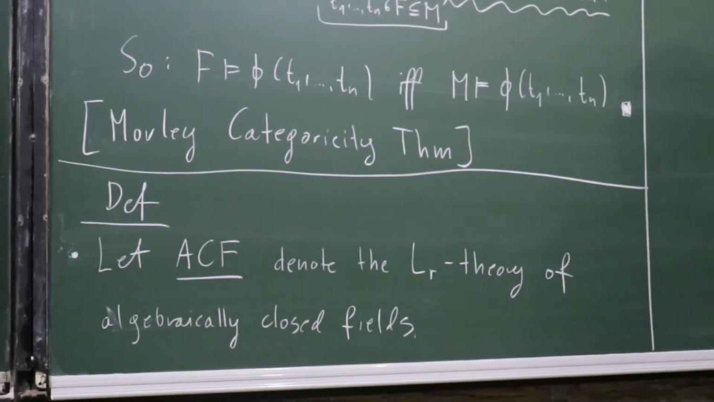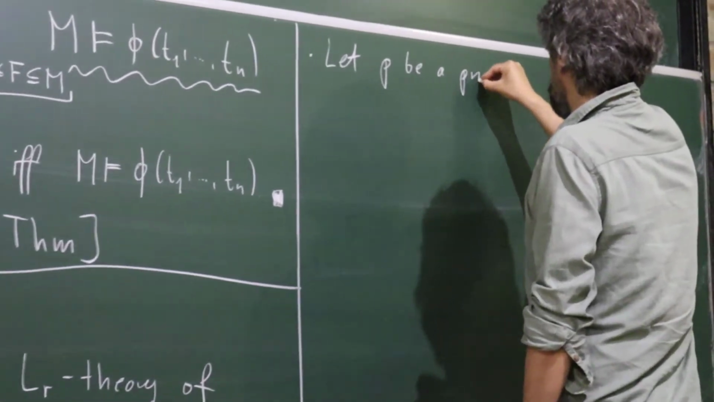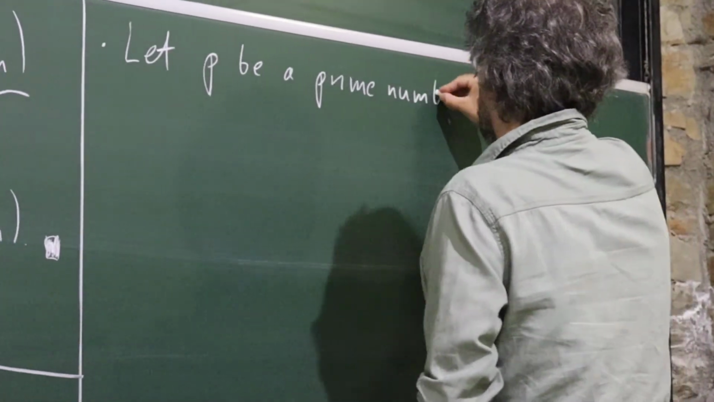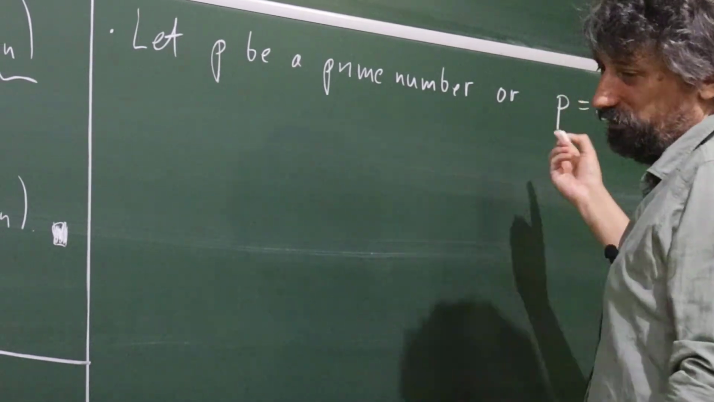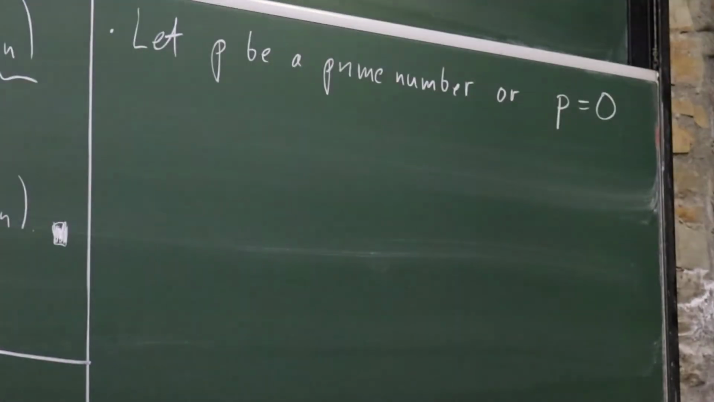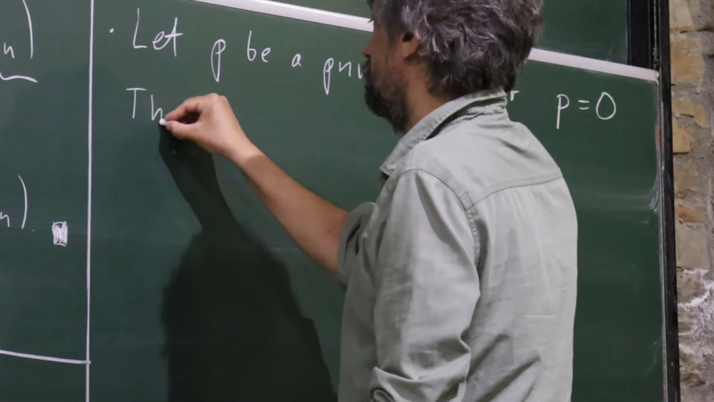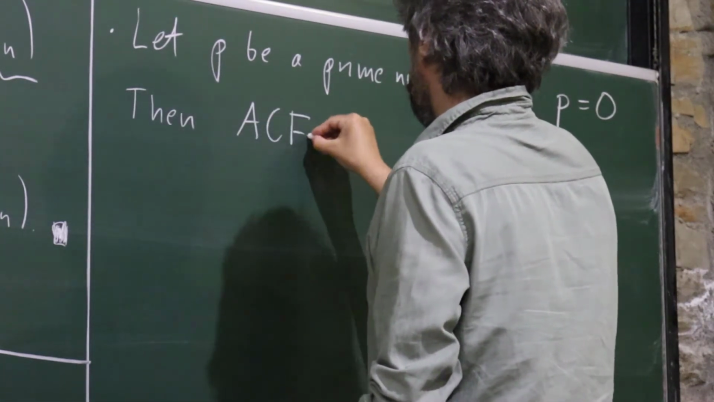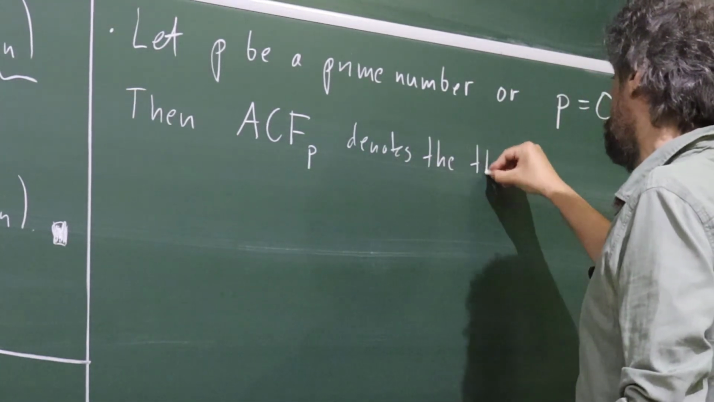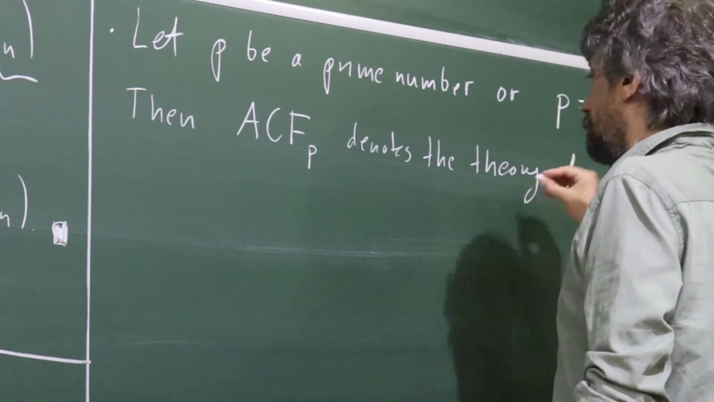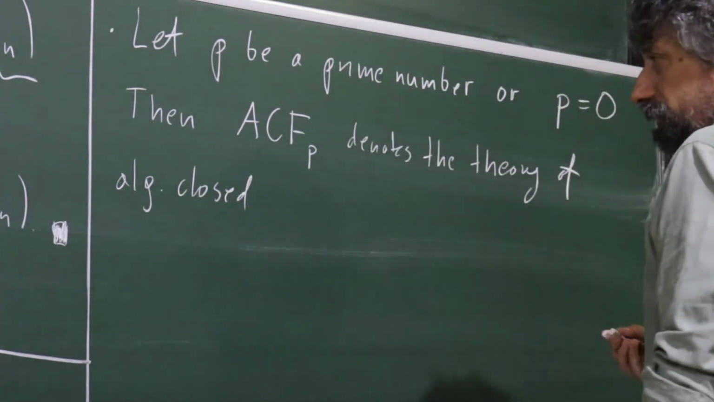So now, okay, let P be a prime number, or P equals 0. Usually P is just a prime number, but here let us also include the possibility that P is 0. So then ACF_P denotes the theory of algebraically closed fields of this characteristic.